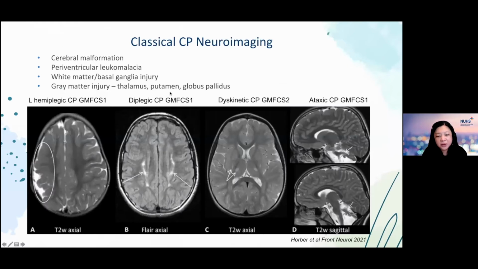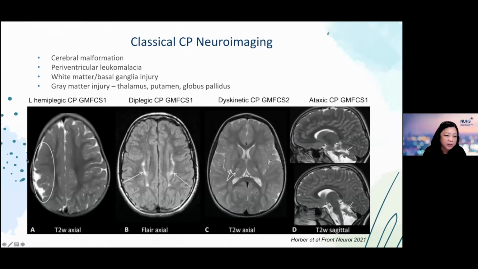So let's look a little bit at the neuroimaging. For classic CP neuroimaging, I think the important thing to recognize is that there are certain things that we see on MRI. So we look for things like cerebral malformations, periventricular leukomalacia, white matter or gray matter injury.